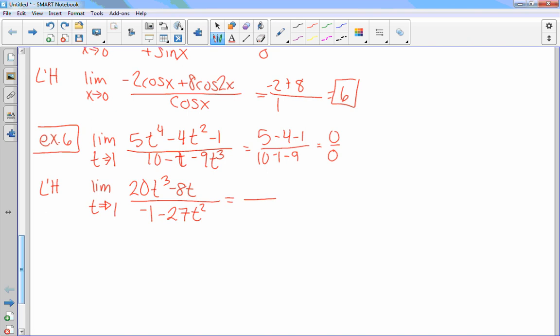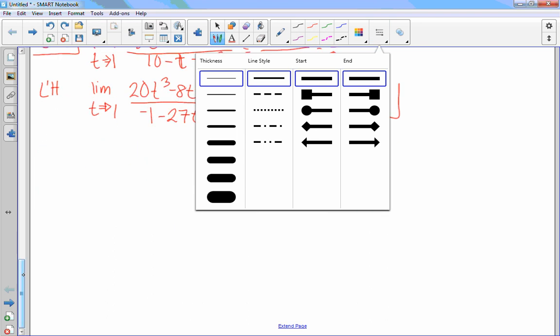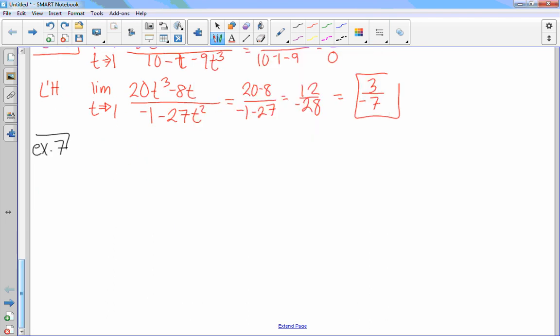Okay, when you plug in 1, what do you have in the numerator? 20 minus 8 minus 8, which is 4. In the denominator, negative 1 minus 27, which is negative 28. Simplifying, we have 1 over negative 7. Yep. Okay. Now we're going to change it up. I'm going to give you a one-sided limit. Are there any questions on that example 6 that we just did? If you didn't get your answer, did you find your error?